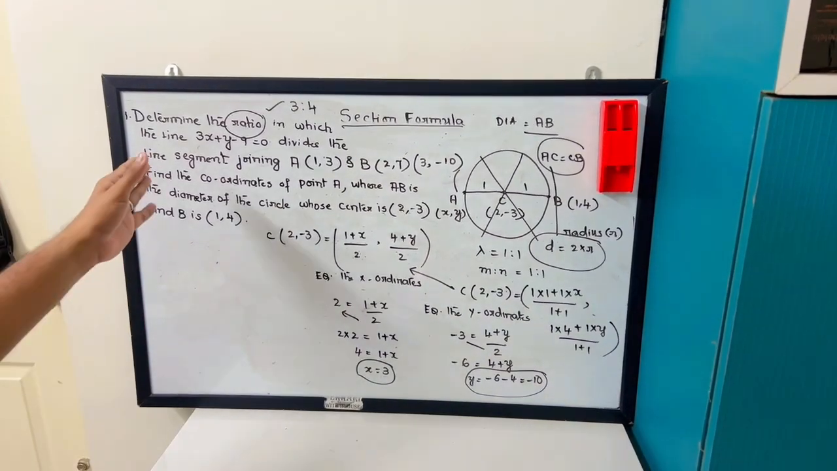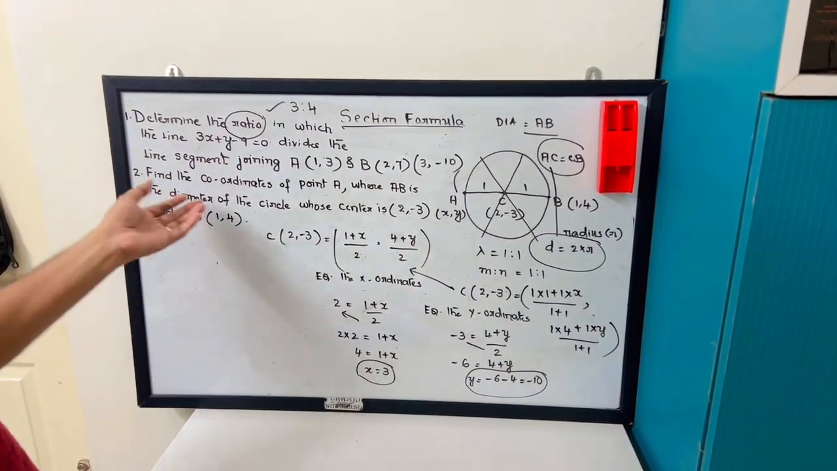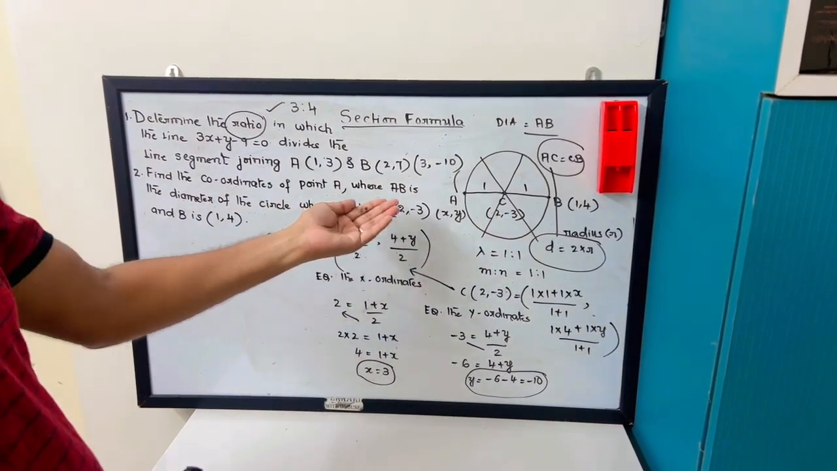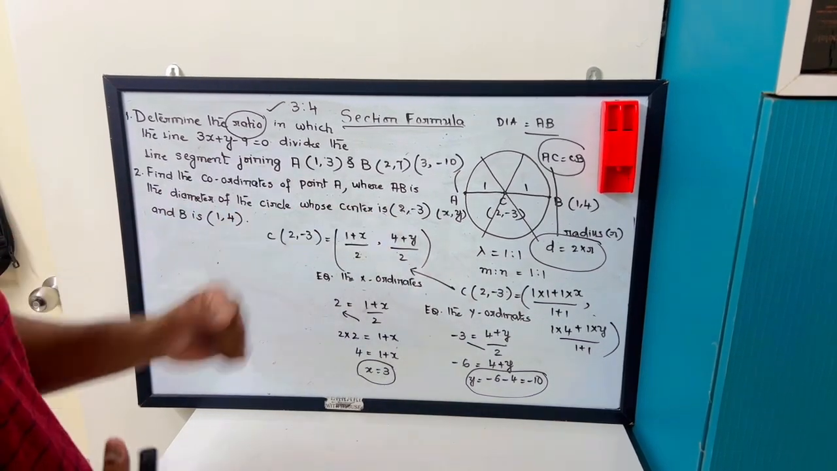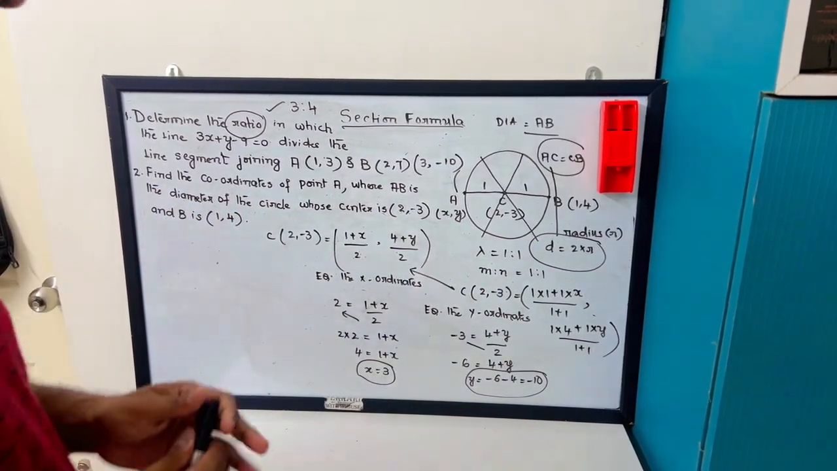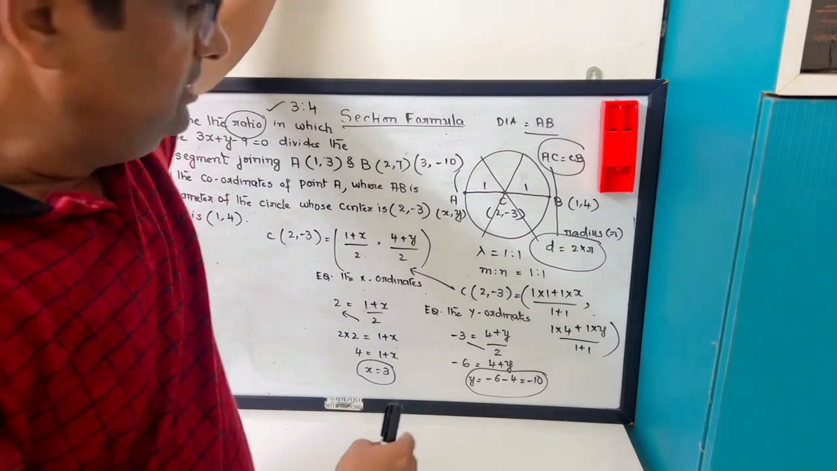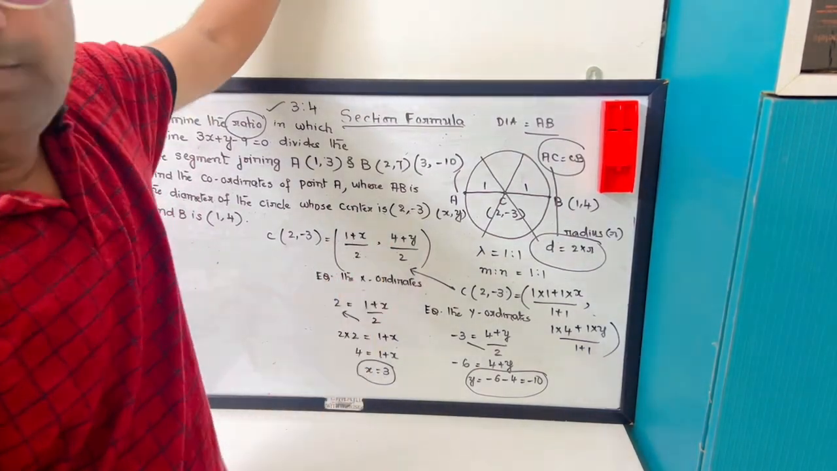We have solved the previous problem, and now the second problem is finding out the coordinates of point A, where AB is the diameter of the circle whose center is given and the B point is given. So I have already done the problem here for more understanding in order to explain it more clearly.